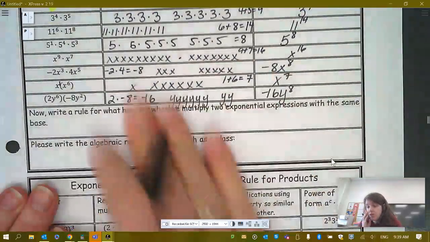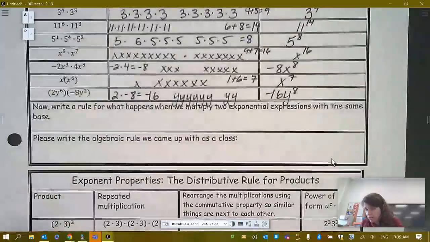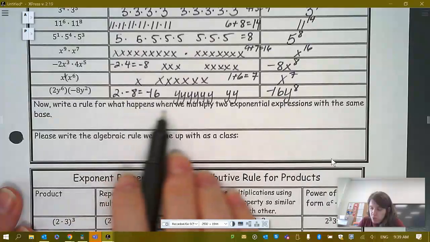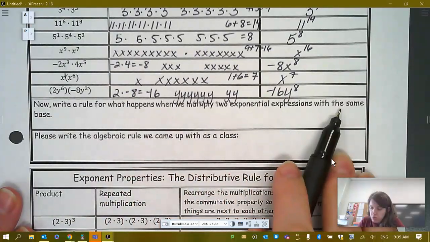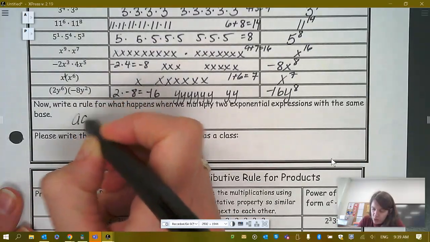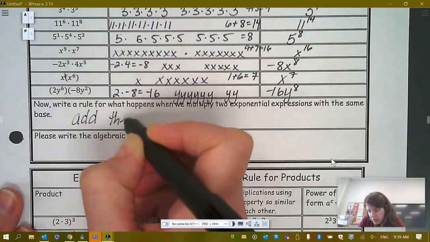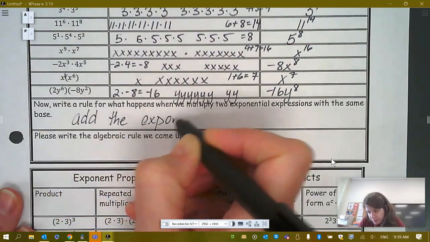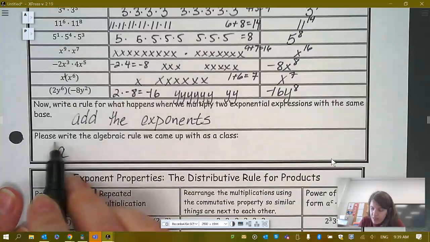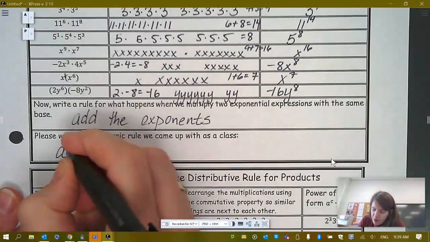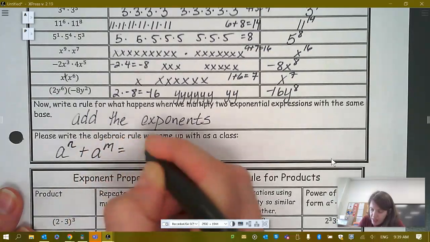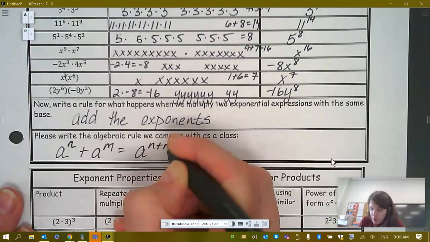So hopefully you're seeing how to do these, that they're really not that tricky. We're just kind of going to learn some of the laws of how to deal with exponents. So let's write a rule for what happens when you multiply two exponential expressions with the same base. All right, so what happens? We add, the rule is add the exponents. All right, well, what does that look like in an algebraic rule? So here's the algebraic rule we're going to talk about: a to the n times a to the m is equal to a to the n plus m.